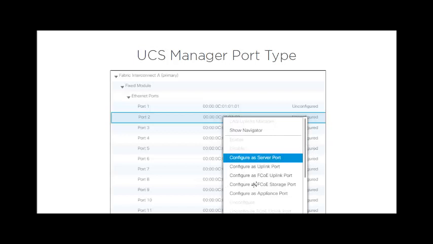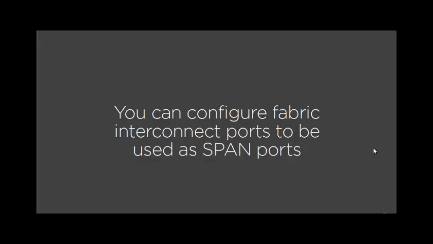If your uplink is going to carry only the Ethernet traffic, then I'll configure it as uplink port. If I want the uplink to carry the FC traffic over Ethernet, then I need to configure the port as FCoE uplink. If I want to carry the FC over Ethernet, but it is not connecting to a switch, but it connects to a storage box, then I need to configure it as storage port. Perfect. Now I understand it. Thank you. Welcome. You can configure a fabric interconnect port to be used as a SPAN port, which we just now saw, the mirror port.